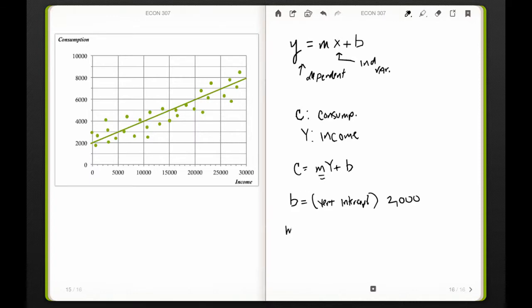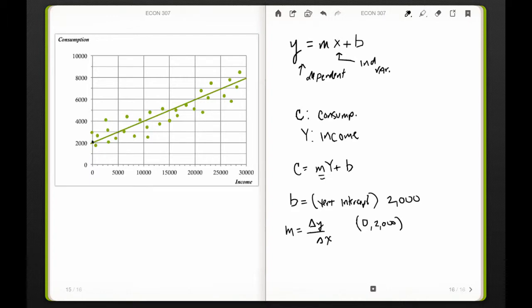Now I need to figure out the slope. So remember, the slope is going to be the change in y over the change in x. And you can choose any two ordered pairs that you want. So how about we choose the vertical intercept? Okay, so I'm just going to write this out. I'm going to say that this vertical intercept here is (0, 2,000).